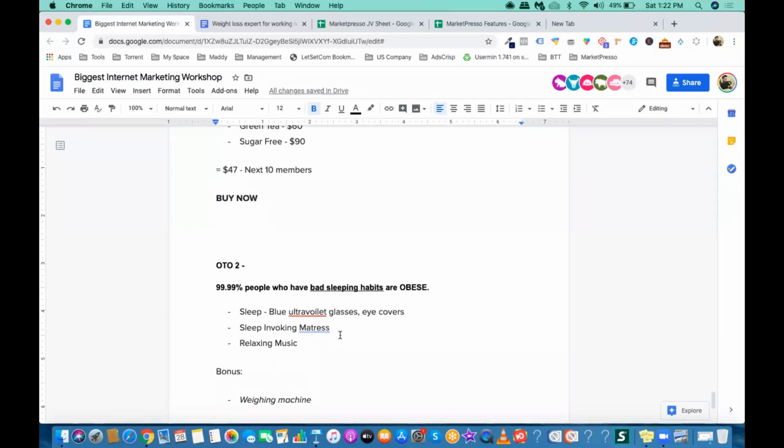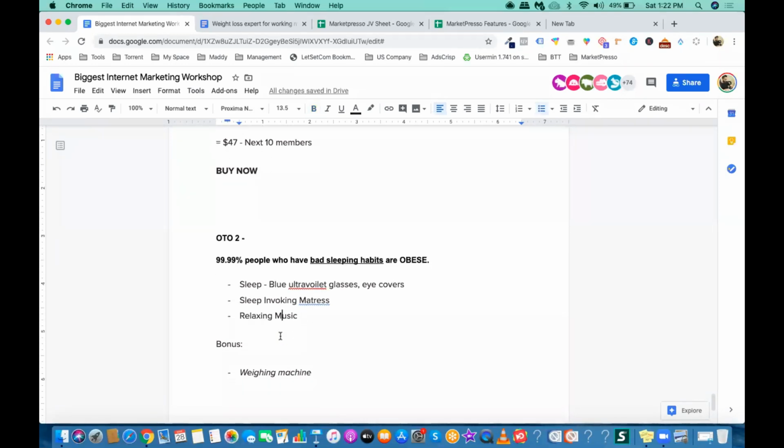And then you need a sleep invoking mattress. So that is something that we are giving you. And you know what? This research says that if you have relaxing music playing in the background, it will help you in getting a better sleep. And that is the kind of product that I am giving to you right now.